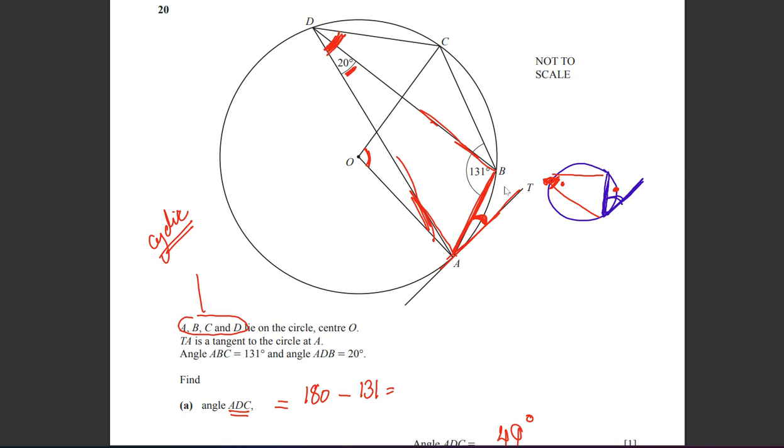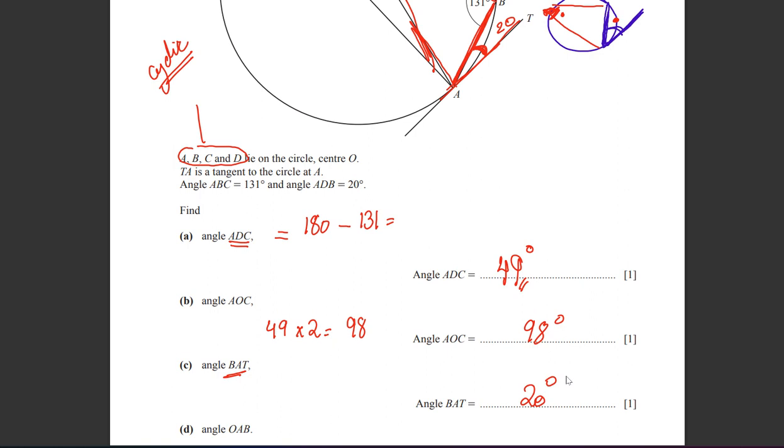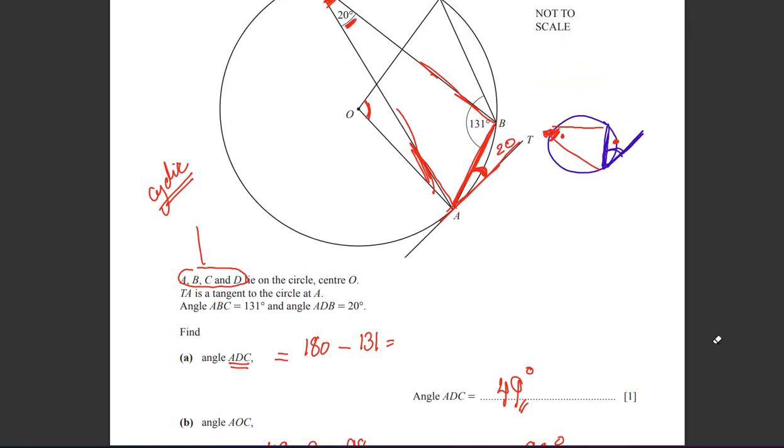And now for this angle. What do you think? I think that if we have a tangent like this, this tangent is always perpendicular to the radius. So all of this is 90. So if I want only this, I will do 90 minus 20, and it will be 70 degrees.